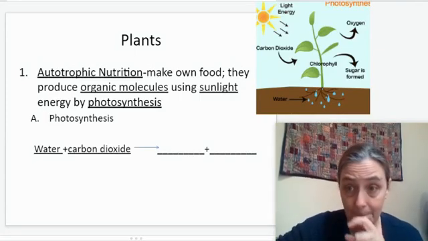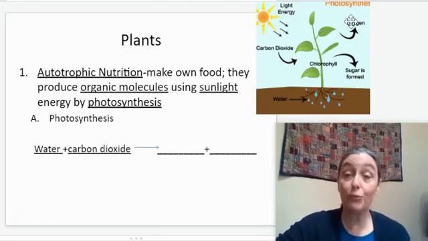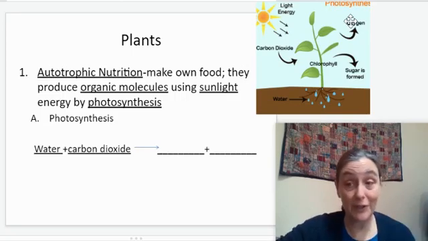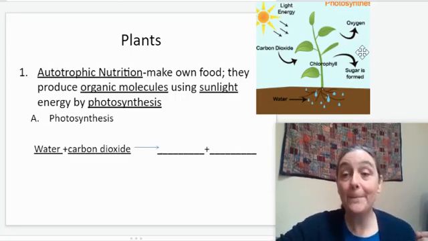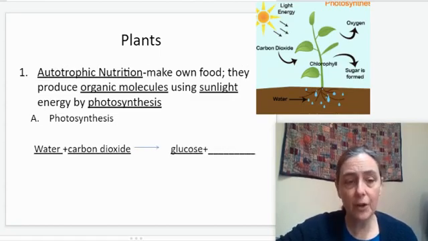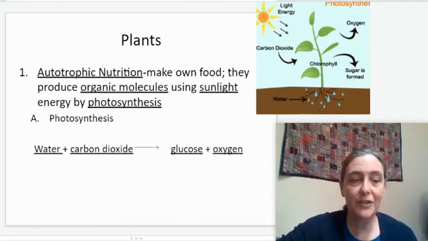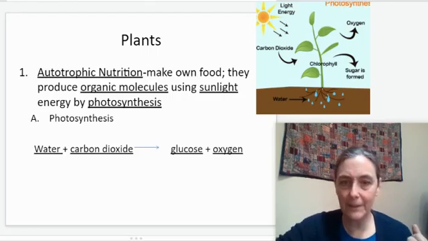Now, what do they make? They make oxygen, right? Which is great because it means we get to do aerobic respiration. That's our source of oxygen. And they make glucose. So glucose and oxygen is what comes out. Now, what's missing on this chemical reaction? What haven't I drawn in? The sunlight energy, right?